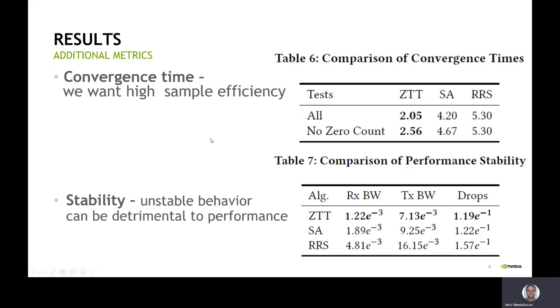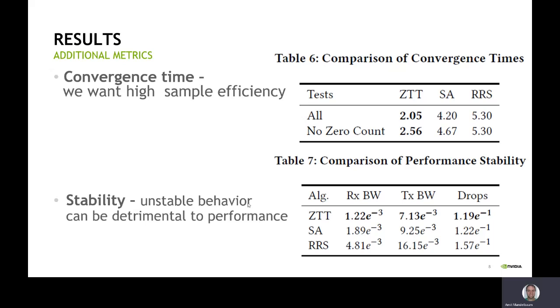Stability is also very important because even if on average we get better performance than the static parameters, we want the performance itself to be stable, because unstable performance can be detrimental to the performance of the networking device. Here as well, we can see that ZTT is able to reach a better stability compared to the other algorithms.